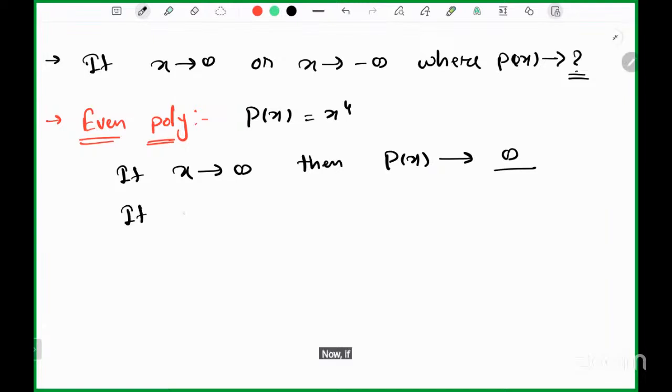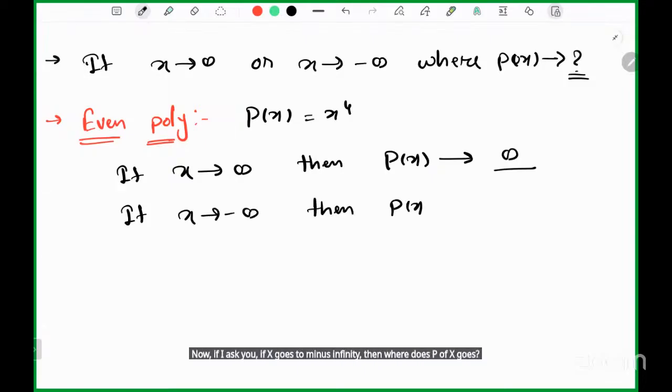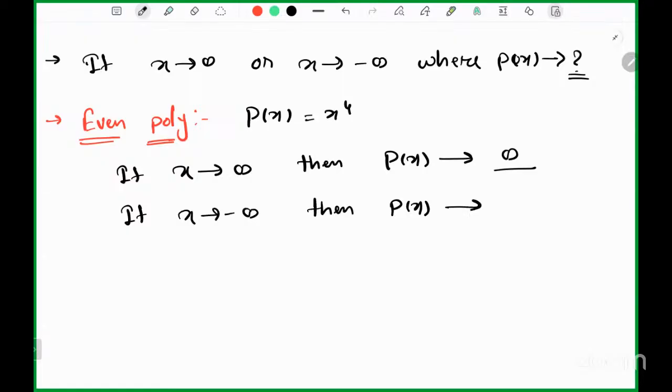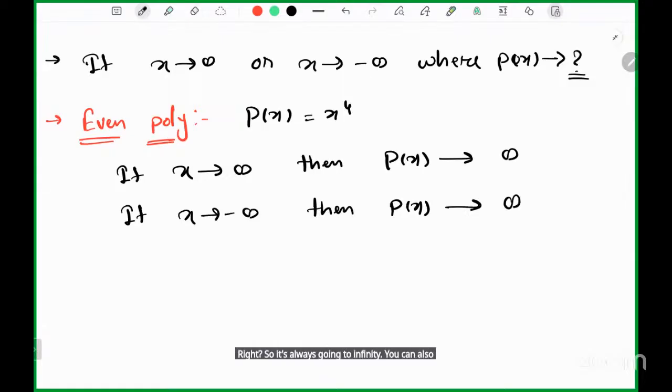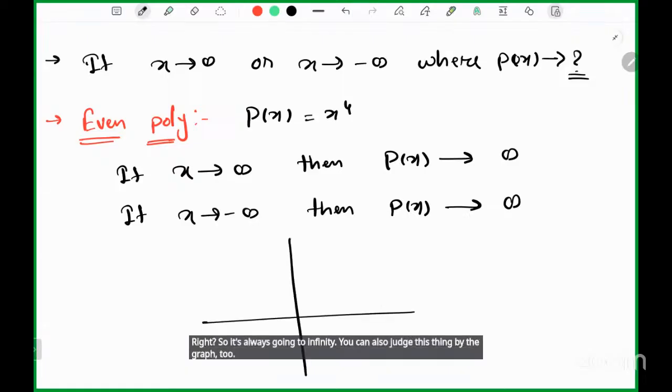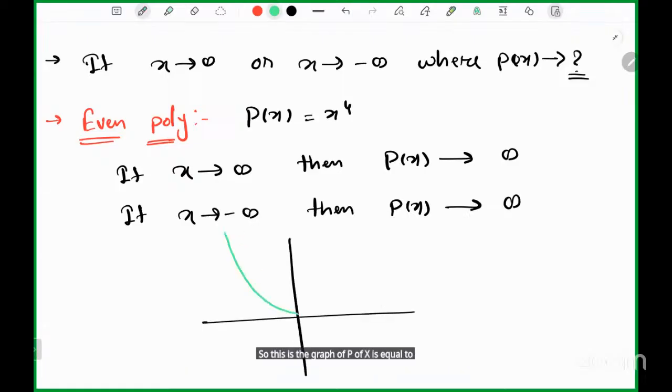Now, if I ask you, if x goes to minus infinity, then where does p of x go? Infinity, again infinity. Why infinity? Because if you take a negative number, its power 4 will become positive, right? So it's always going to infinity. You can also judge this by the graph. So this is the graph of p of x is equal to x to the power 4. Suppose it's touching at 0. Sorry for my drawing. By the graph also you can judge the same thing.